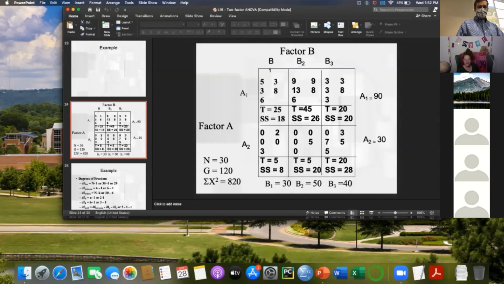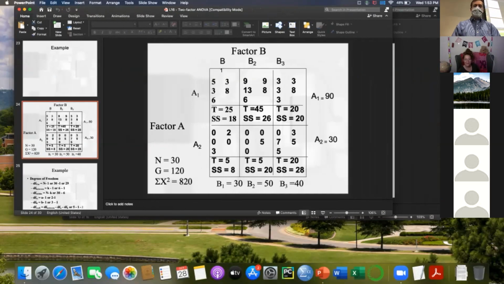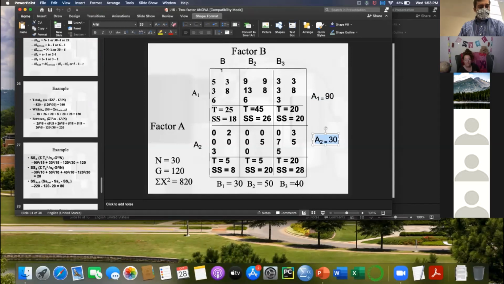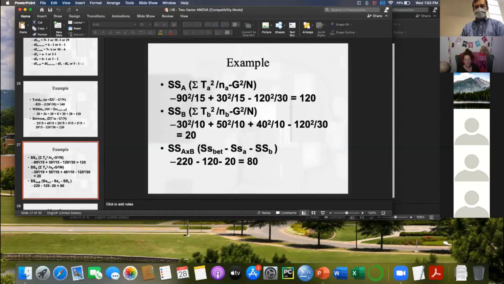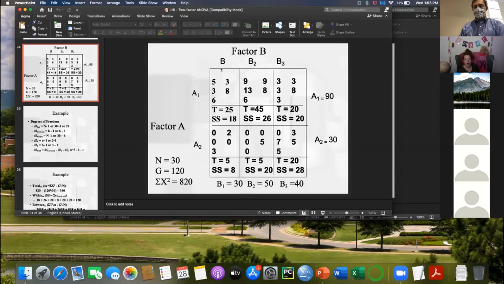All right. So when you're looking for factor A, right? So you're looking, is there a main difference between factor A? This is your new total. Total 1, total 2. Right? So when we're using this equation for sum of squares A, it's total 1 for A squared divided by n of A, plus total 2 squared of A divided by n of A. So in this case, it would be 90 squared.